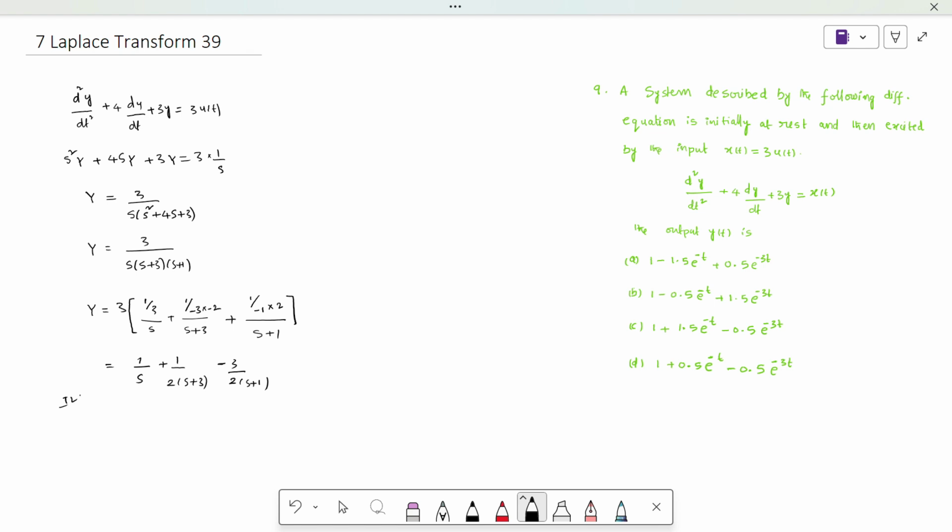Now apply the inverse Laplace transform. So y of t equals u of t, plus 1 by 2 e power minus 3t u of t, minus 3 by 2 e power minus t into u of t. So this is the answer: u of t, minus 3 by 2, and plus 1 by 2. So this is option E.